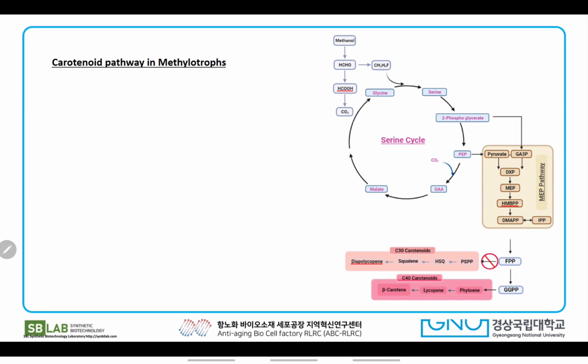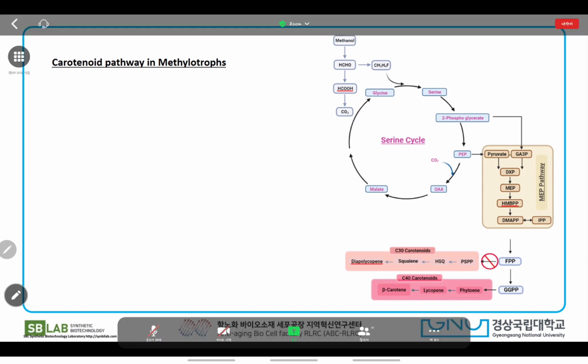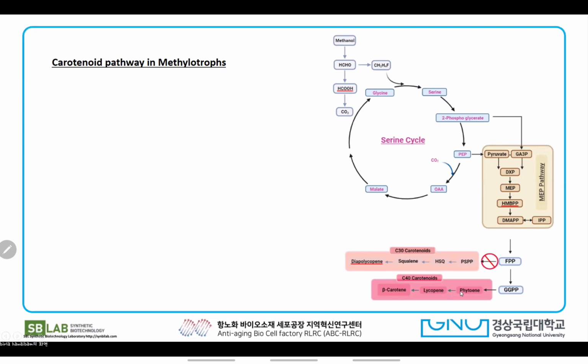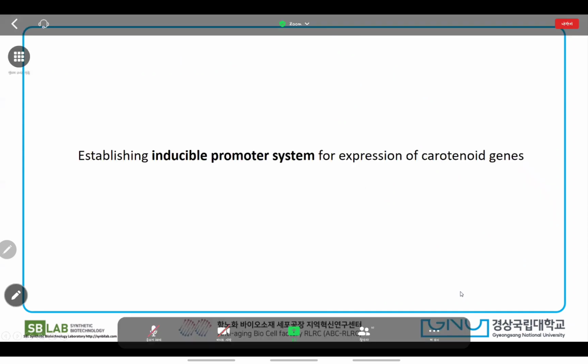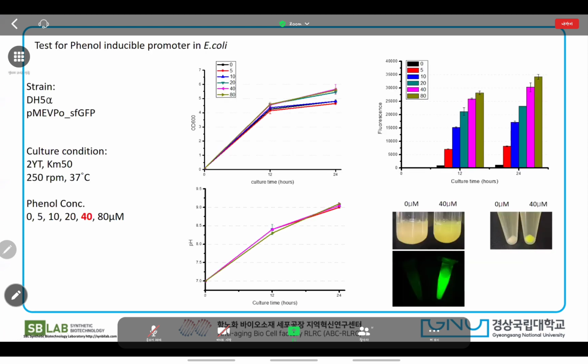So in order to overcome that toxicity, we have been in search of promoters that can control the expression of the C40 carotenoid genes. So, establishing an inducible promoter system for expression of carotenoid genes in methylotrope. Recently we came across one promoter, the PO promoter, which we call PO.